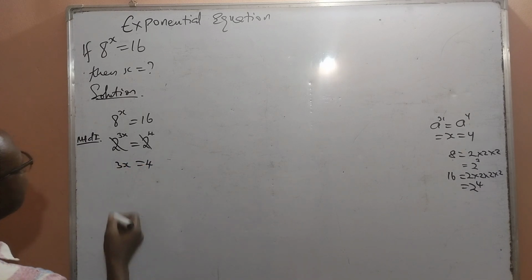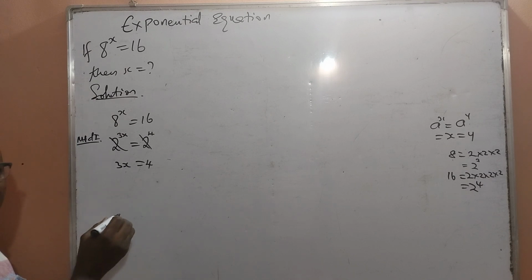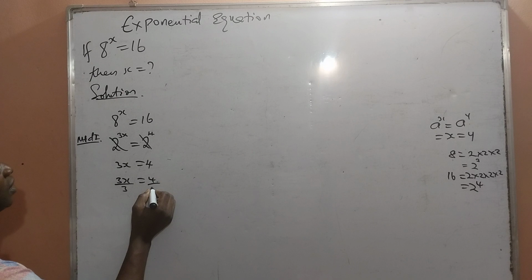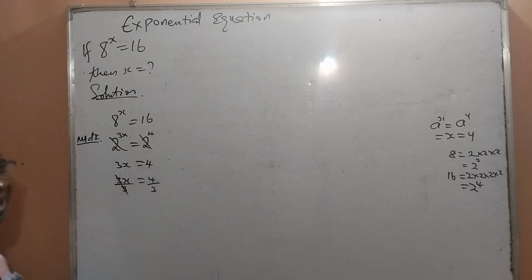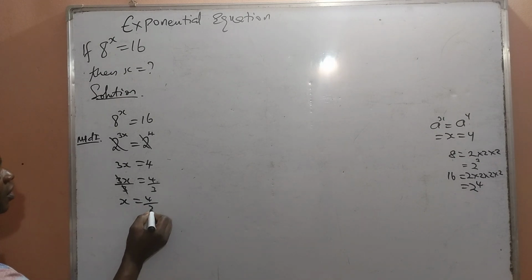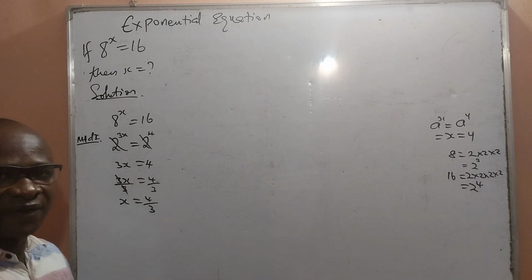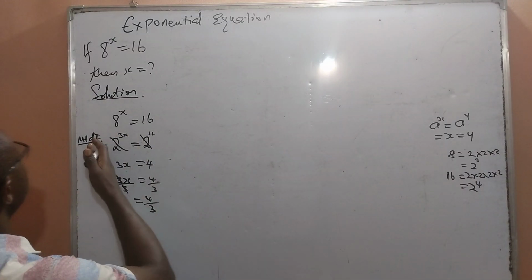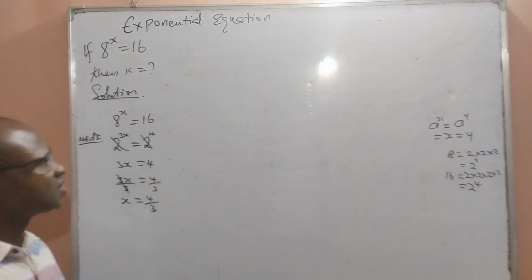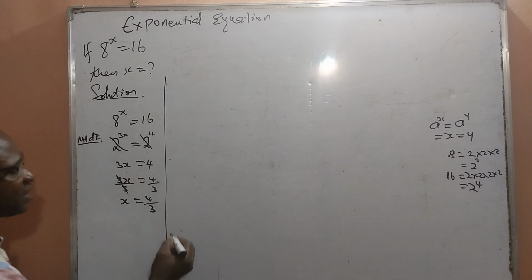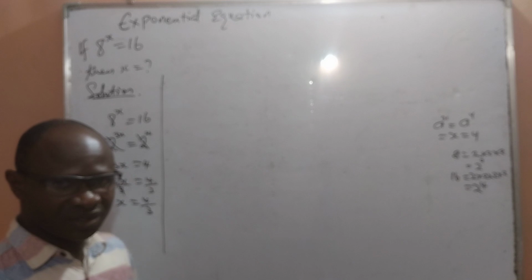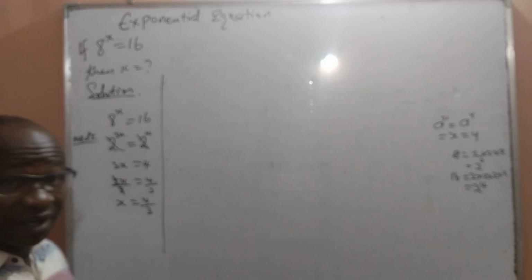By dividing both sides by the value 3, that means 3x over 3 is equal to 4 over 3. So 3 cancels 3, leaving me with x equal to 4 all over 3. This is the value of x. Solving this is by method of indices. Now, the second method I talked about is using the method of natural logarithms, or just logarithms.